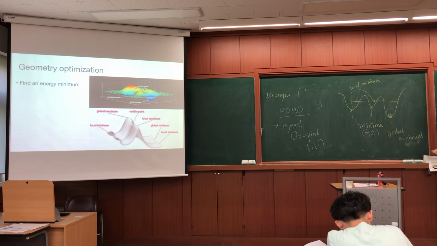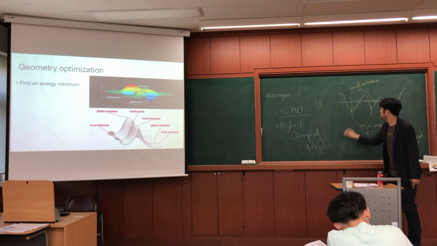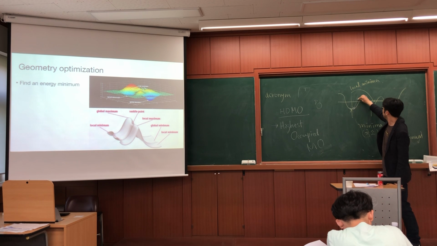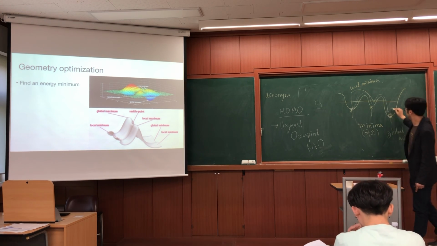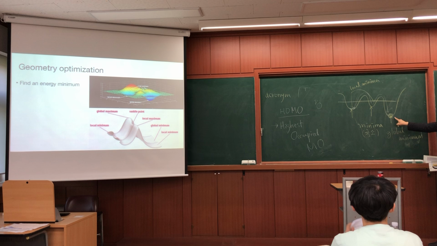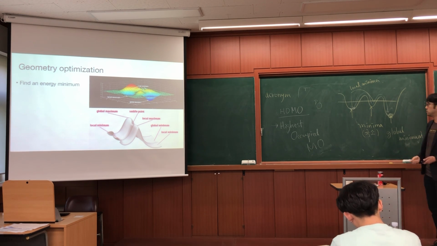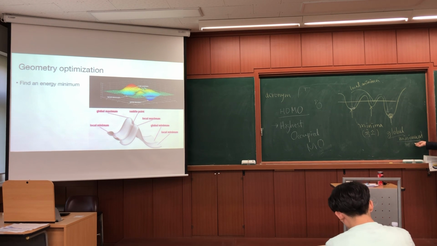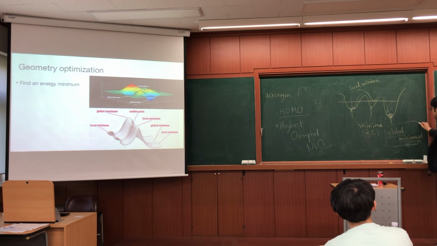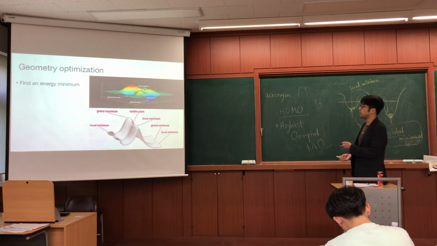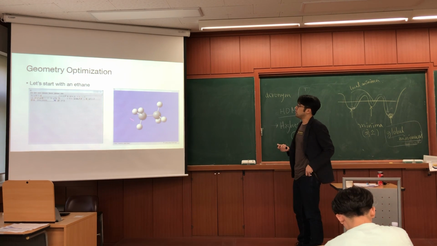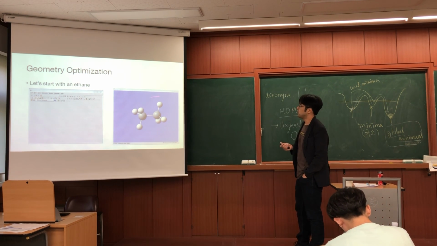Okay? Because locally this is a minimum. But if we go over these, then this one has lower energy, and this is the lowest possible energy. So this one is generally called global minimum, and in many cases we are interested in the global minimum. So we have to find the right conformation. Let's take a look at the example of ethane.